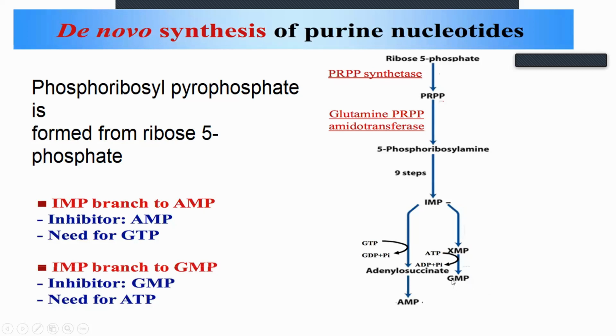On the other hand, if IMP is converting to GMP, the inhibitor will be GMP. Here, if GMP is in sufficient quantity, it will say there is no more need. And the need is for ATP, so ATP will be converted to ADP. Now what are these reactions? Basically these reactions are giving energy. When you remove one phosphate from GTP, it will release energy. That is what is happening here. Okay, did you understand this much?